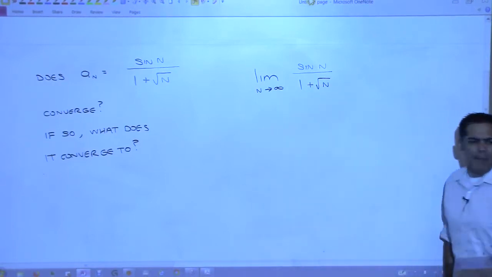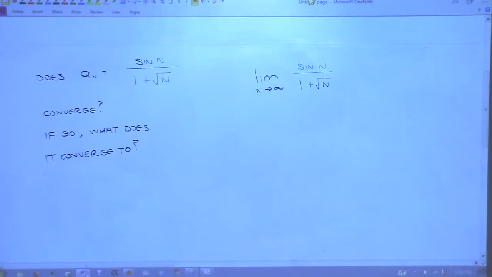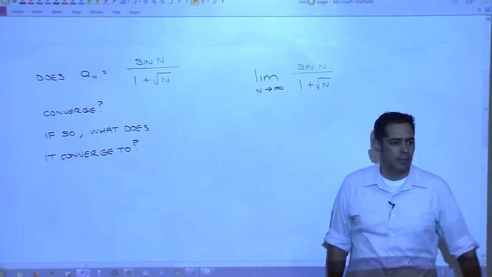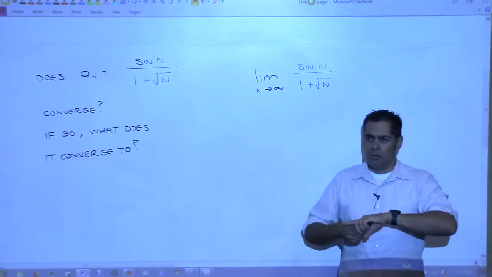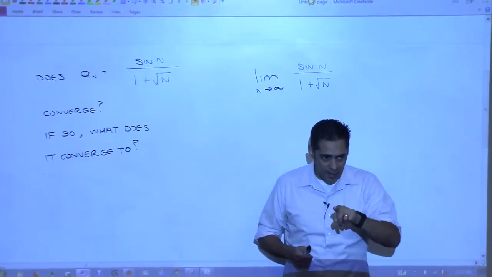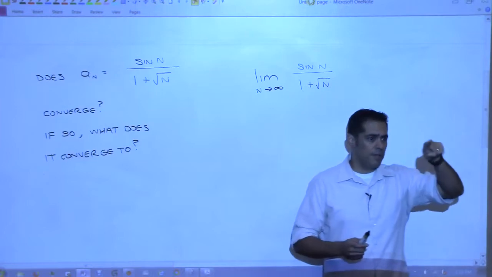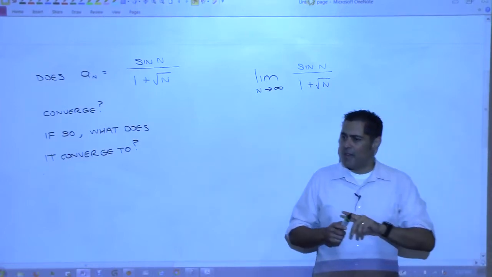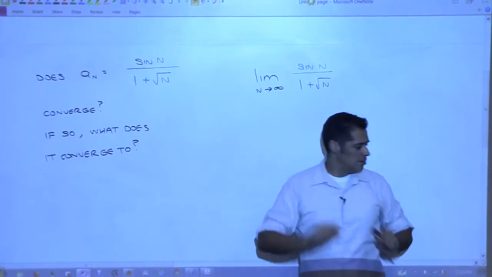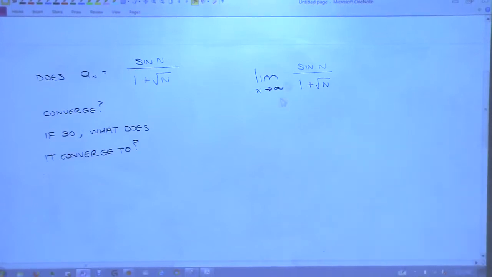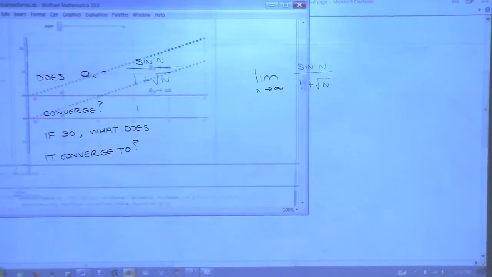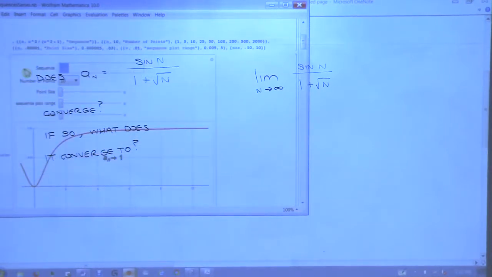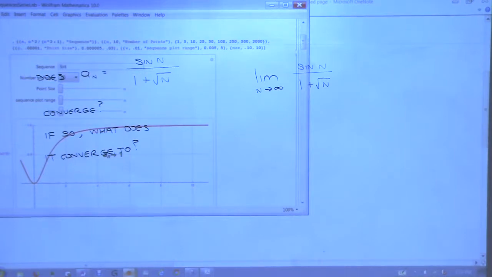So what's happening here? If n starts getting big, what is sine of n going to be doing? Sine of x would be a smooth curve doing this, right? Sine of n is a bunch of dots. In fact, let's look at it real quick. I just want to make sure we understand what that sequence would look like. So let me just put in here sine of n.